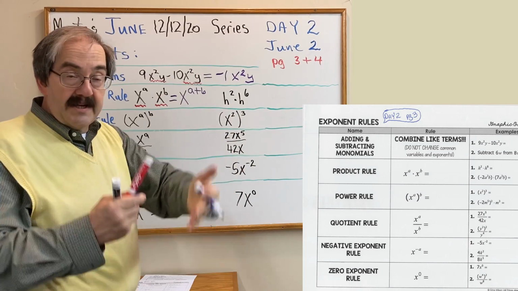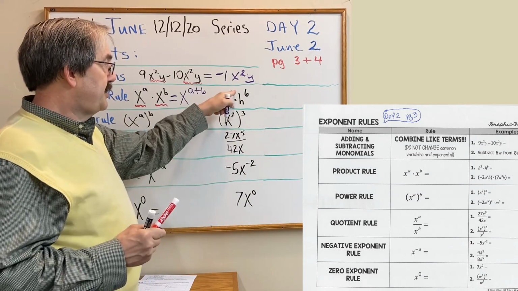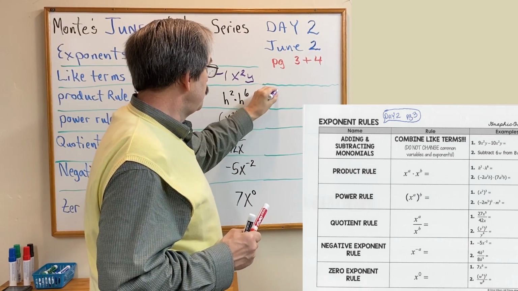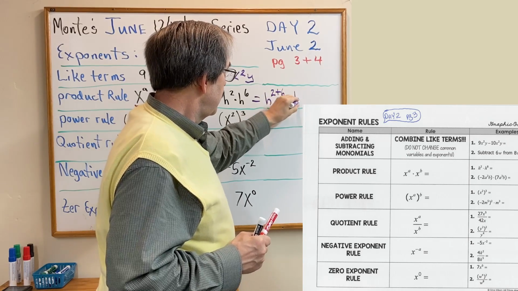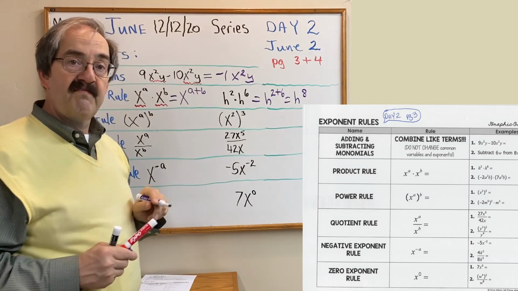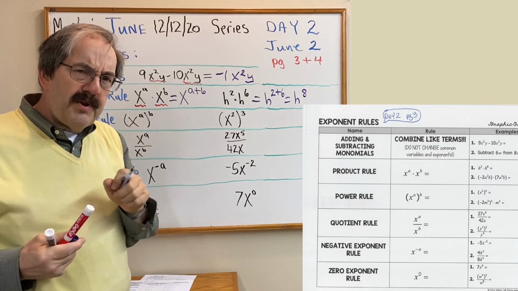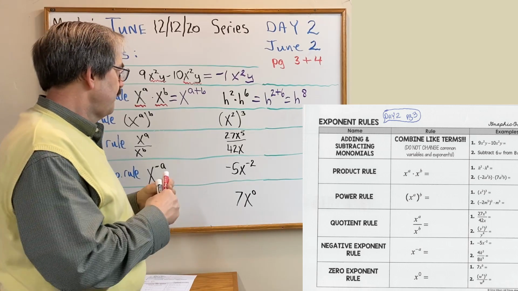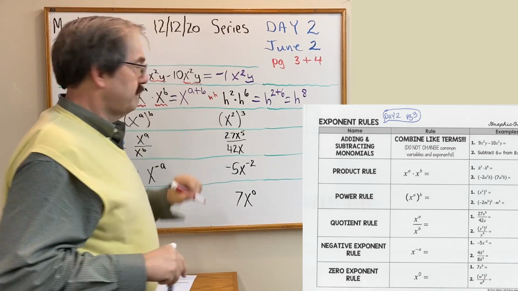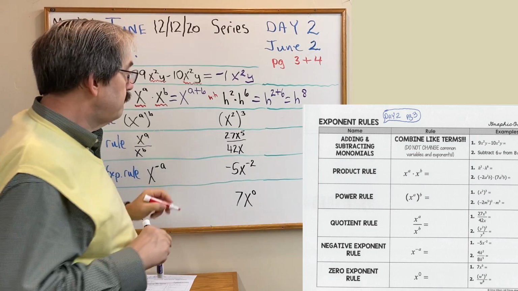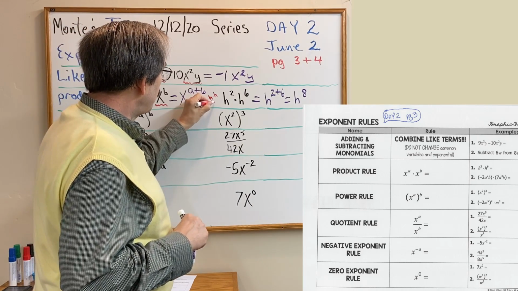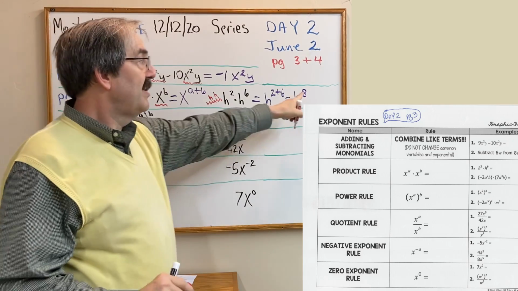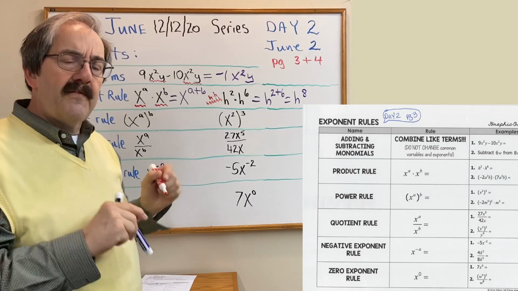x1 times x1 is x2. h2 times h6 is h2 plus 6, h8. And if you have to, kind of play games with yourself. Write them all out. What does h2 actually mean? H times h. What is h6? 1, 2, 3, 4, 5, 6. Add them all up. What do you get? H to the 8. Remind yourself of these rules.